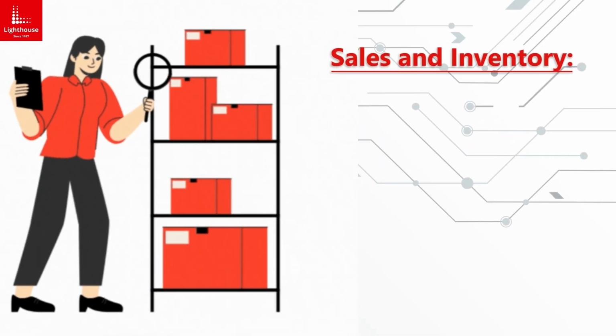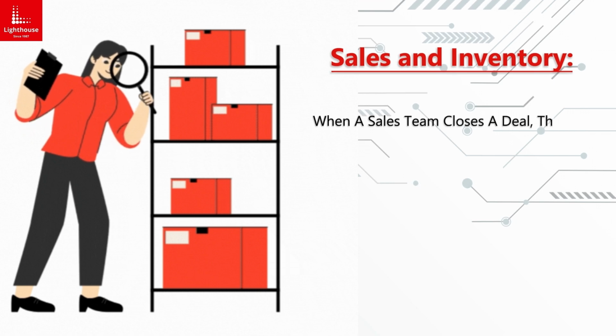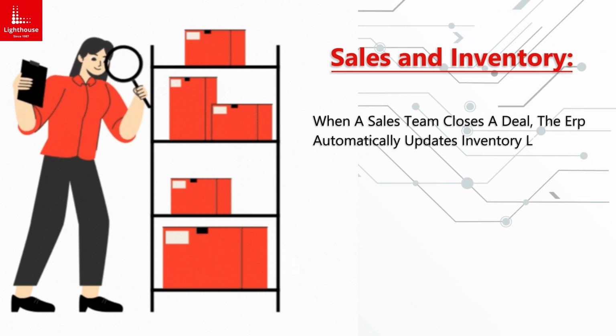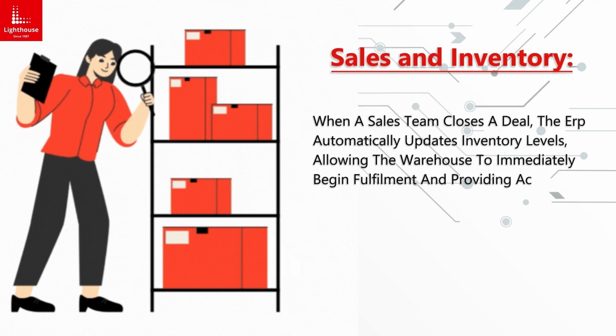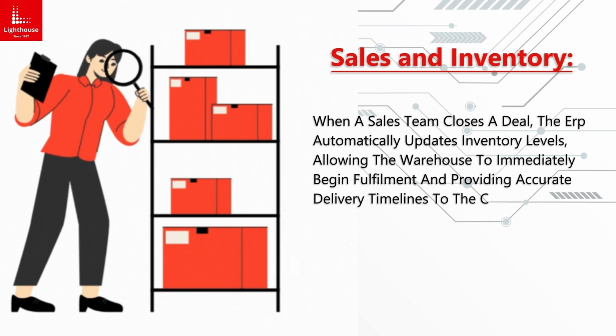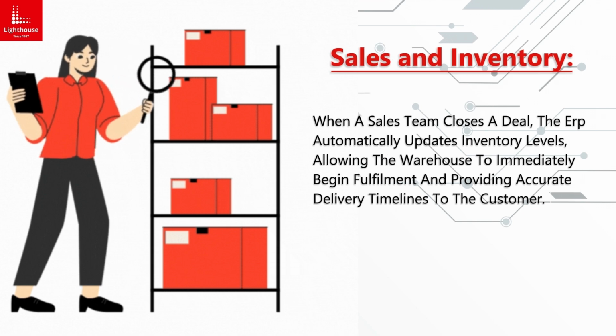Sales and inventory. When a sales team closes a deal, the ERP automatically updates inventory levels, allowing the warehouse to immediately begin fulfillment and providing accurate delivery timelines to the customer.